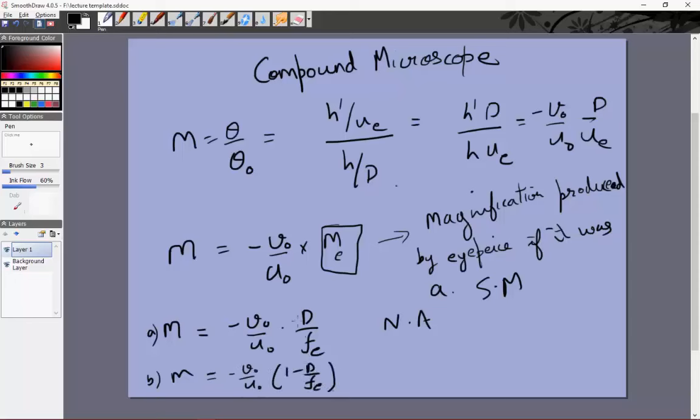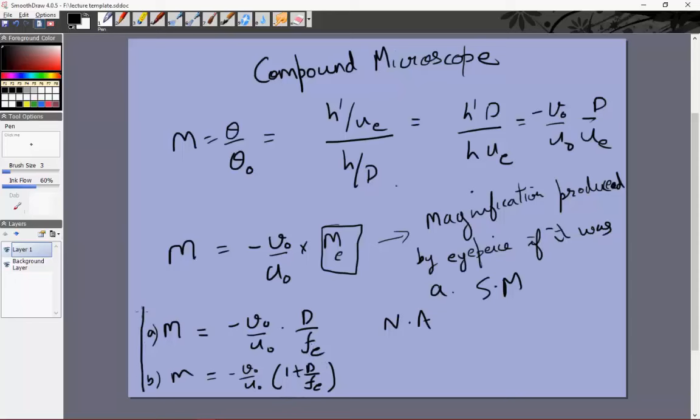We know d by f is the magnification for normal adjustment. We can't see that from here because this figure is not drawn for the normal adjustment case. But once we get d by ue, we conclude from that this is the magnification of the eyepiece, which would be d by ue in any case, and which would come out to be 1 plus d by fe. However, for normal adjustment, it would be d by fe. Right. So these are the magnifications for a compound microscope.